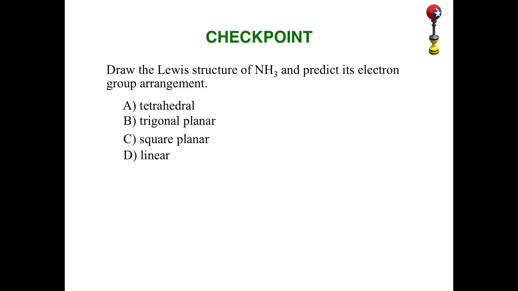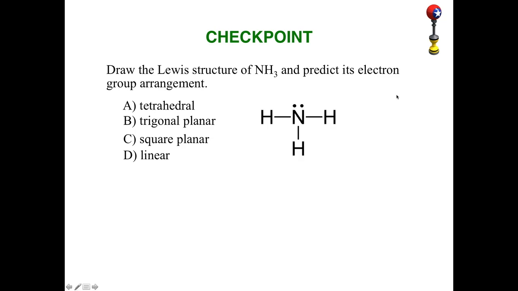All right, are you ready for our first checkpoint? Can you draw the Lewis structure of NH3 and predict its electron group arrangement? Hopefully you were able to draw the Lewis structure for NH3, and it should look something like this. And from this, how many electron groups does NH3 have? It has 1, 2, 3 single bonds and 1 lone pair, so that gives it 4 electron groups.